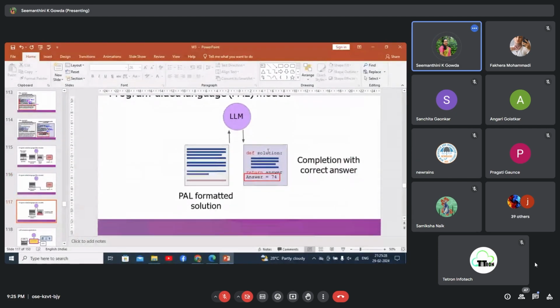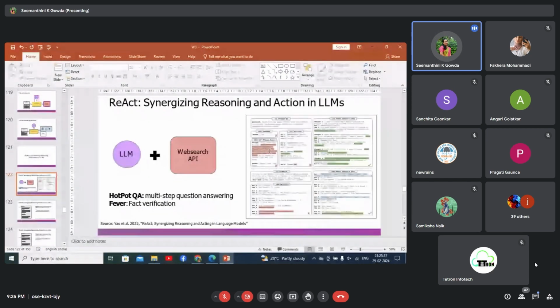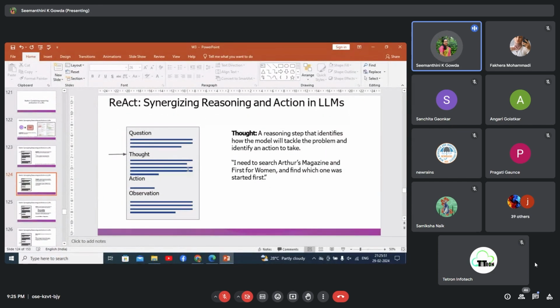This is also one of the important concepts. And ReAct, in the sense, reasoning and act. By using the concept of analysis and reasoning, we are implementing the LLM. This is also one concept we have. It has four concepts: question, thought, action, and observe.